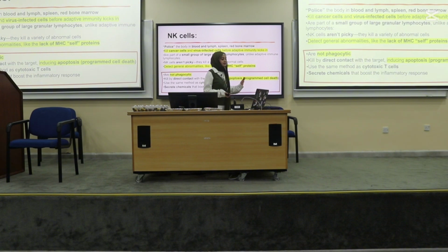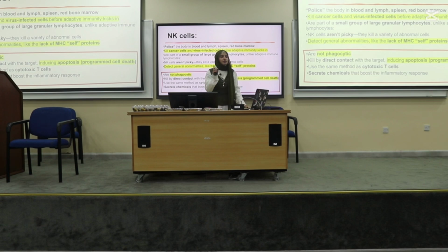Okay, natural killer cells, they are basically the police in the body, and whenever you see natural killer cells, I want you to remember two things: cancer and virus-infected cells. They always kill them before the adaptive immunity kicks in. Now, you guys took in the blood chapter agranular lymphocytes, right? So natural killer cells are lymphocytes, but they are granular, okay? And they are not that picky. They detect general abnormalities, one of which is the lack of MHC. I'm going to talk about it in a few slides.